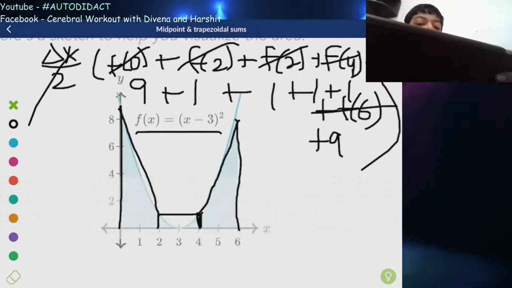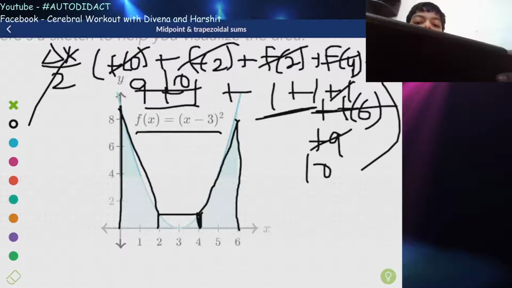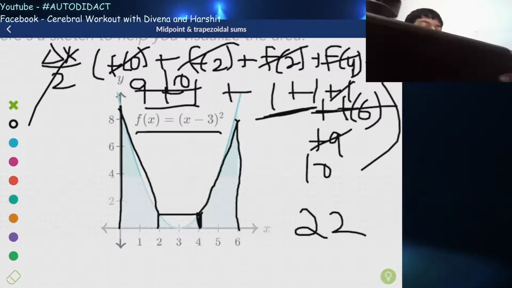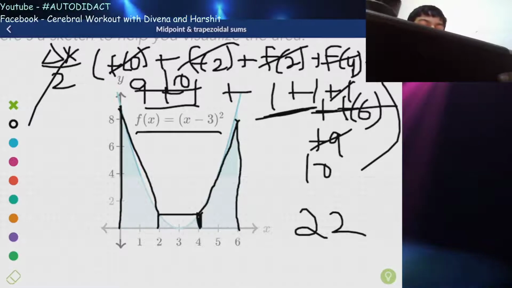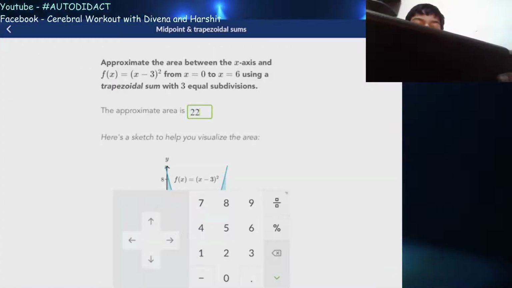Okay, so let's add these all. 9 plus 1 is 10, so this is equal to 10. 9 plus 1 is also equal to 10, and two ones are left, so 22 is the area. 22 is the approximation of the area, so 22. Let's check our answer.